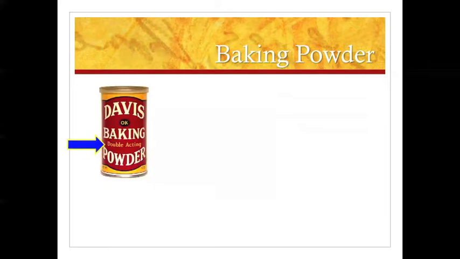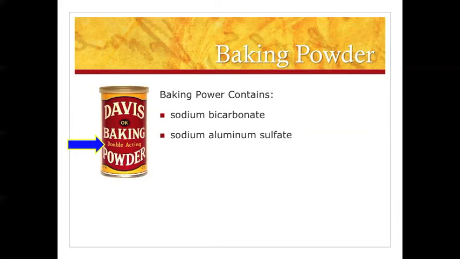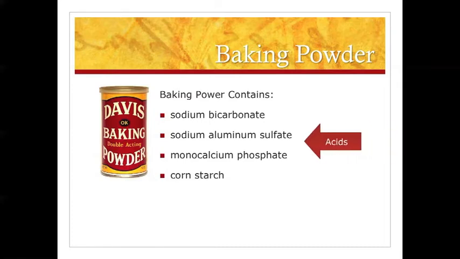Today, though, we have what we see as double-acting baking powder. And that has a couple more ingredients. It contains, of course, the sodium bicarbonate. It contains also sodium aluminum sulfate, usually, and then usually monocalcium phosphate. And one more thing, cornstarch. Why does it have all these things? Well, the sodium bicarbonate is the base that is going to react with the acids, and sodium aluminum sulfate and monocalcium phosphate are the acids.